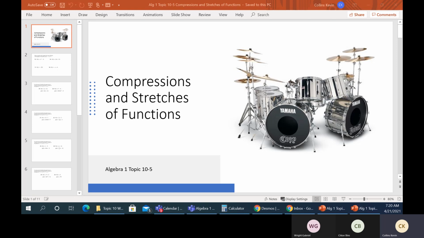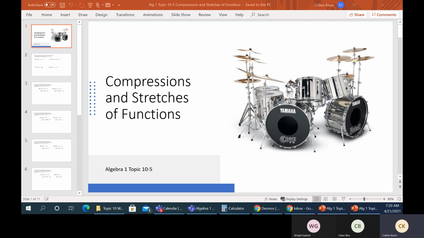Now, for stretches and compressions, think about what the words themselves mean. To compress something means to push down on it, to like squash it down. So in terms of a function, a compression means the function is getting pushed down. It's taking longer for that function to get moving, to like go up or go down, that sort of thing.